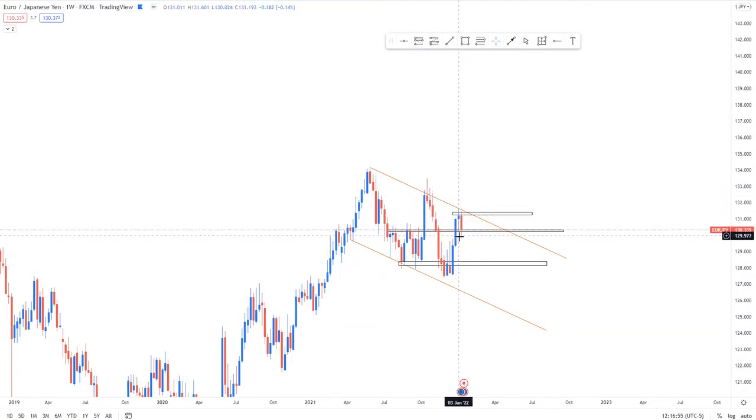Now here we closed above this resistance, which formed as a support here. We might see price moving up from here. If it couldn't go up and broke below, then we open a short position with the targets of 128.40.